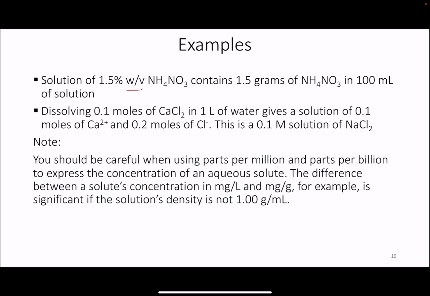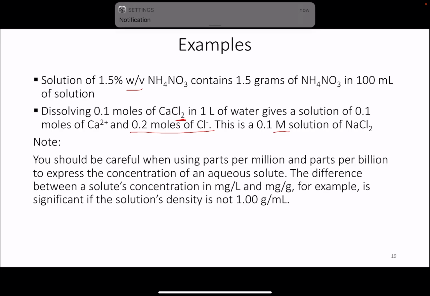The other example here is that if you dissolve 0.1 moles of calcium chloride in 1 liter of water, you have a solution of 0.1 moles of calcium and 0.2 moles of chloride, because you've got Cl2 here. You also would say that this is a 0.1 molar solution of calcium chloride, because you have 0.1 moles of calcium chloride in 1 liter of water.